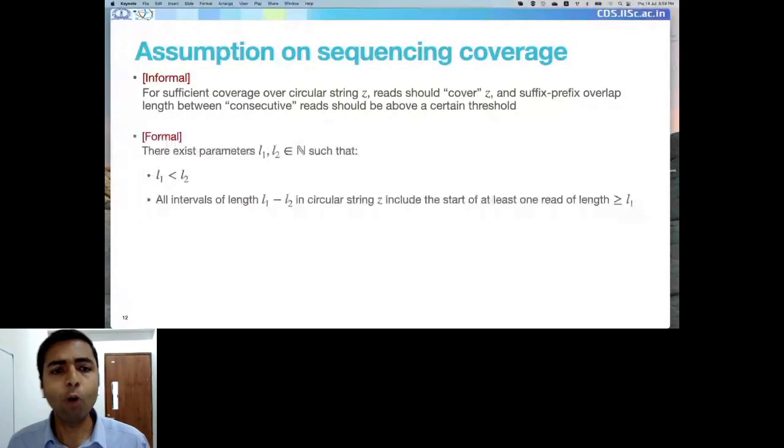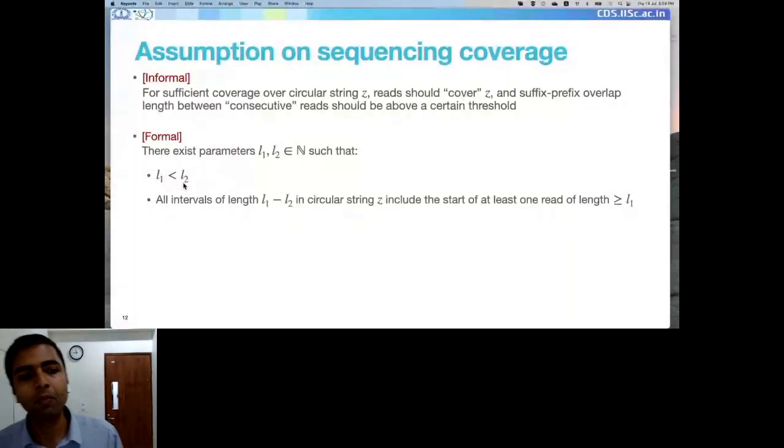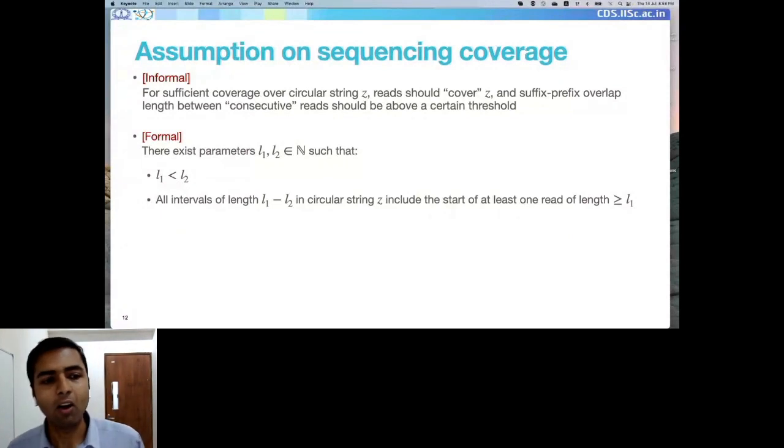To formally put this, we can state it in the following manner. There exist parameters L1 and L2 such that L1 is less than L2, and all intervals of length L2 minus L1 in circular string Z include the start of at least one read of length greater than or equal to L1.